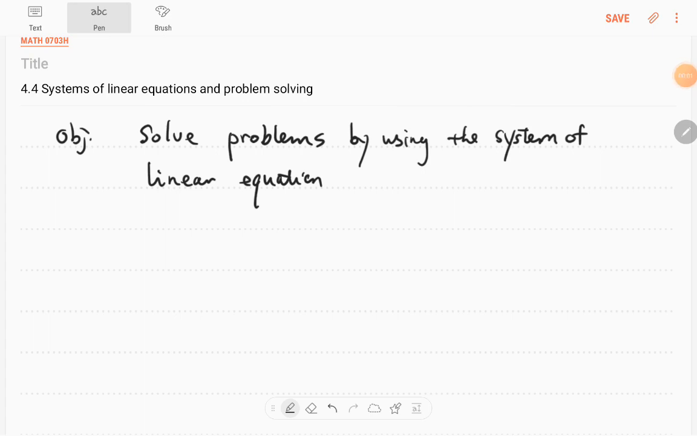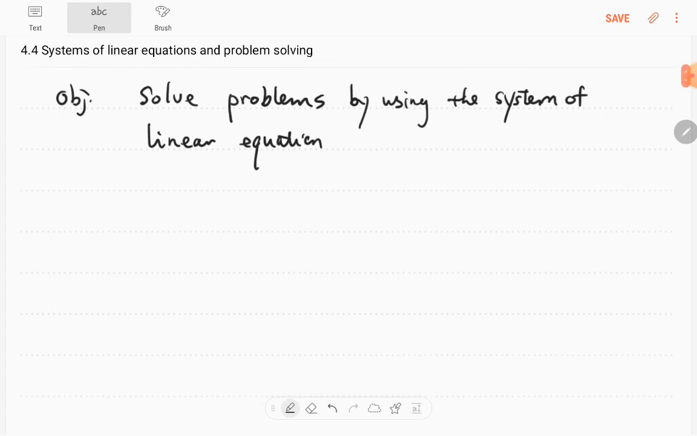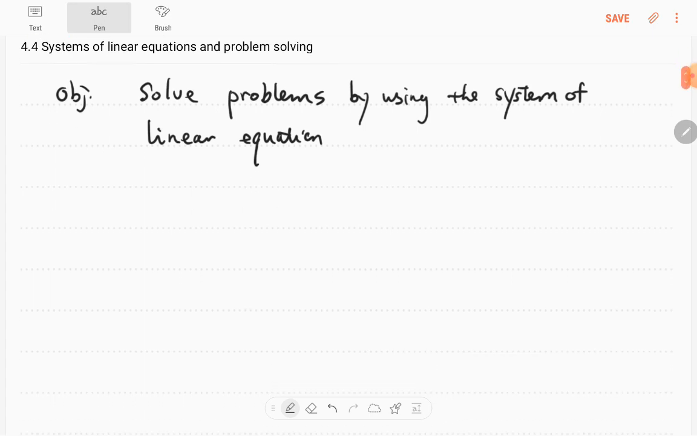So the only objective in 4.4 is to try to solve problems by using the system of equations. Okay, so here we will talk about some application problems. We will first talk about the general steps for how to solve application problems by using the system of equations.